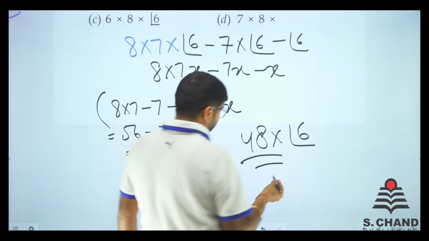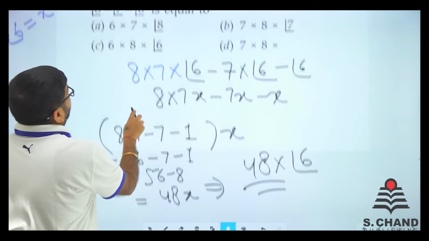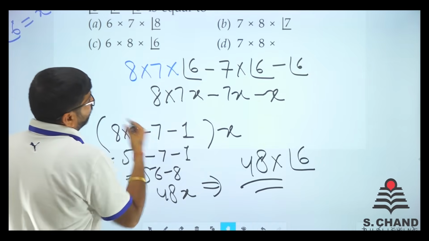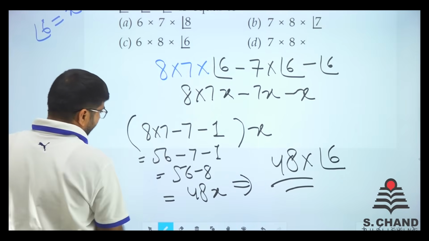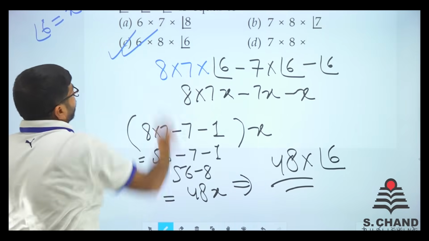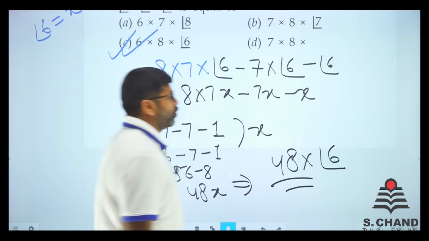Now this 48, let's see what is given in the answer. So 48 can be written as 6 into 8, 6 into 8. So 48 into 6 factorial is 6 into 8 into 6 factorial. The answer is C. So let's move on to the next question.